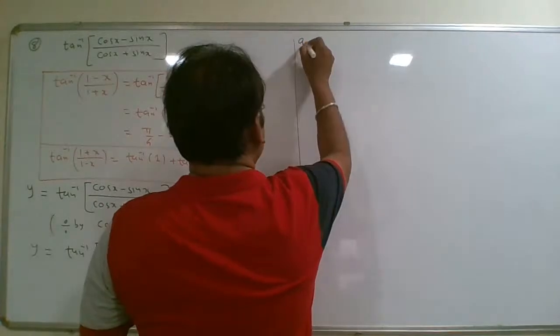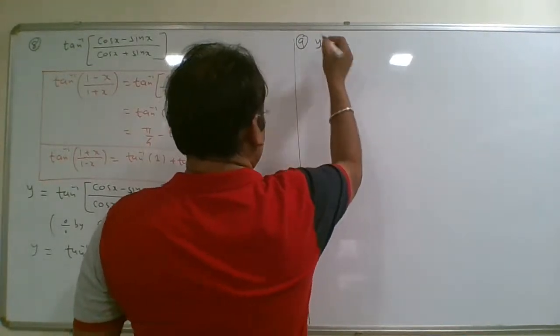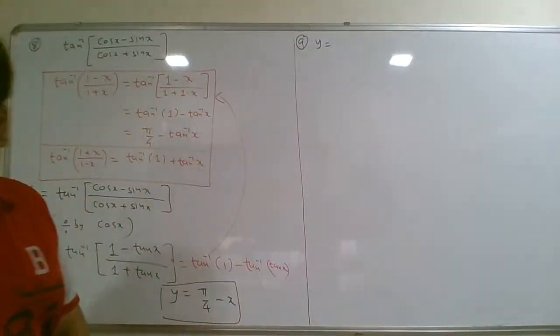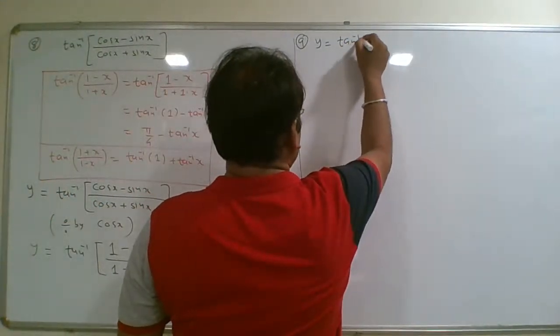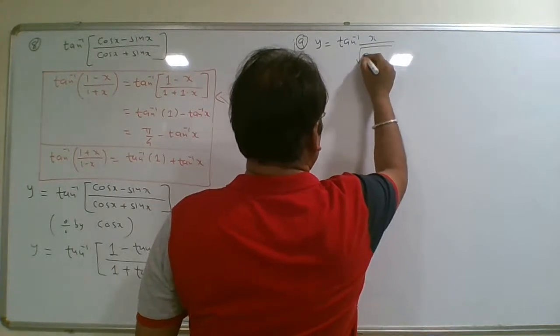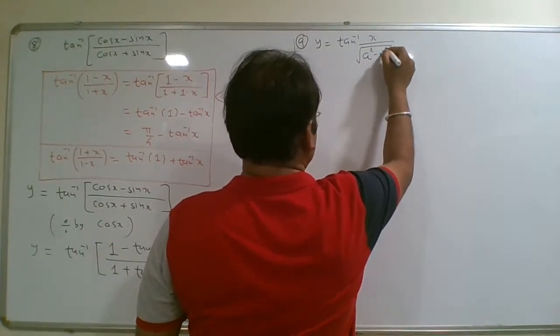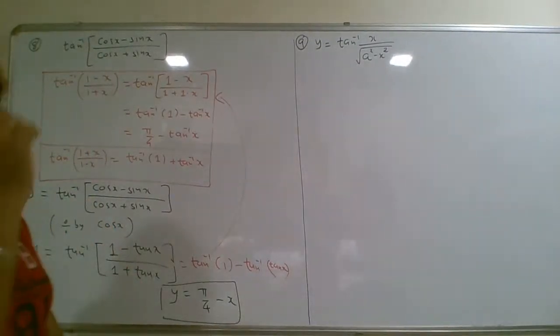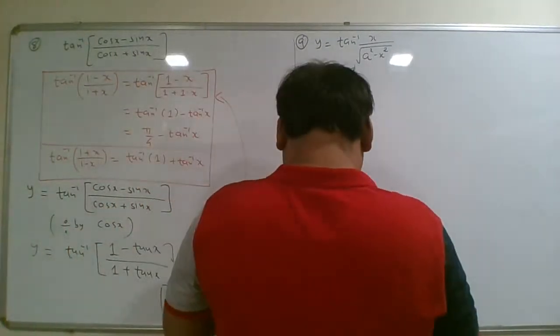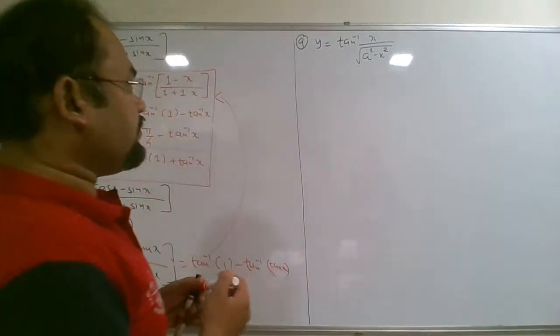Question number 9. Suppose the question is y equal to tan inverse of x upon under root a square minus x square. First of all we have to simplify.